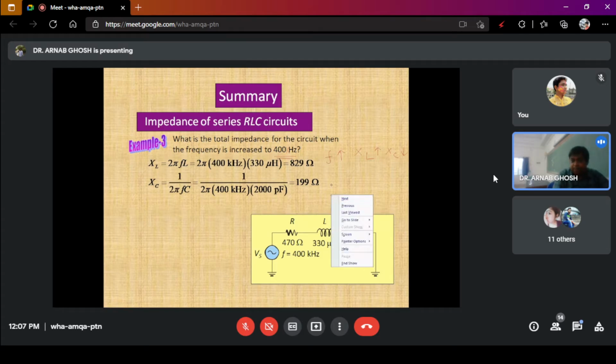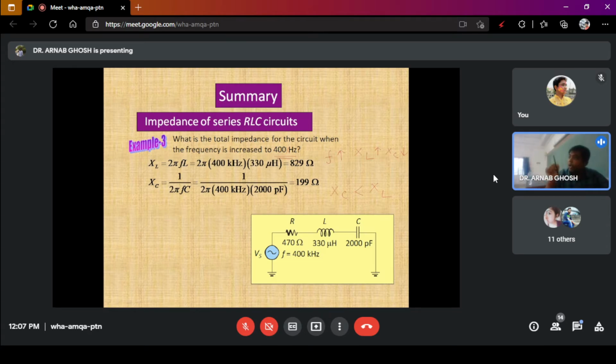XC has become less than XL. Can you see? We have just increased the frequency, so the change in the frequency has brought about this. Actually your inductive reactance is increasing and your capacitive reactance is decreasing.